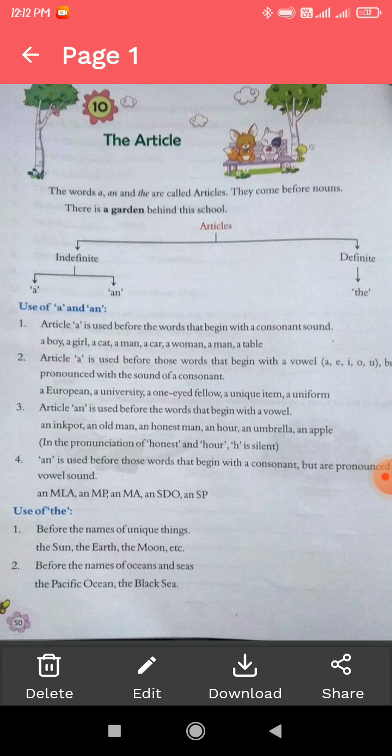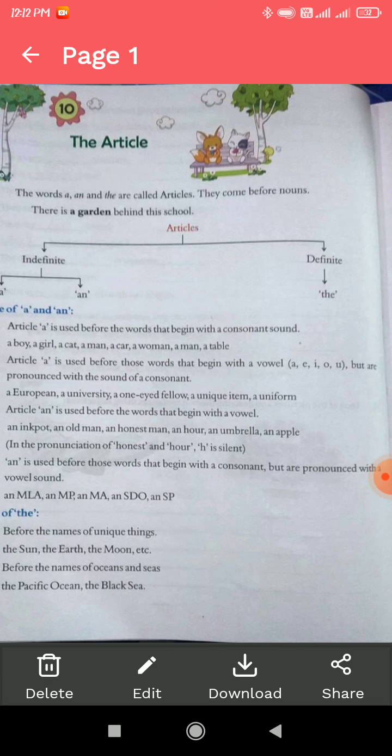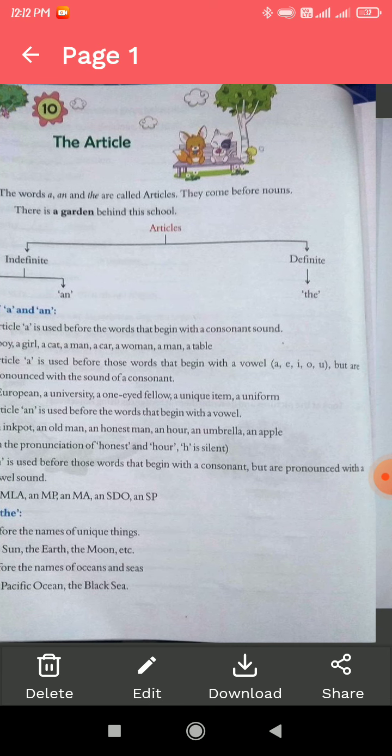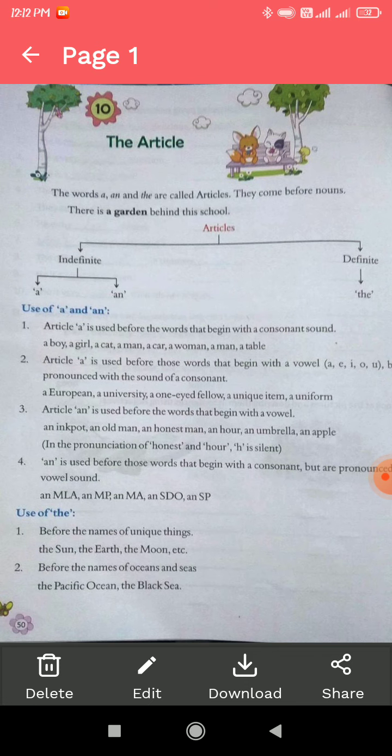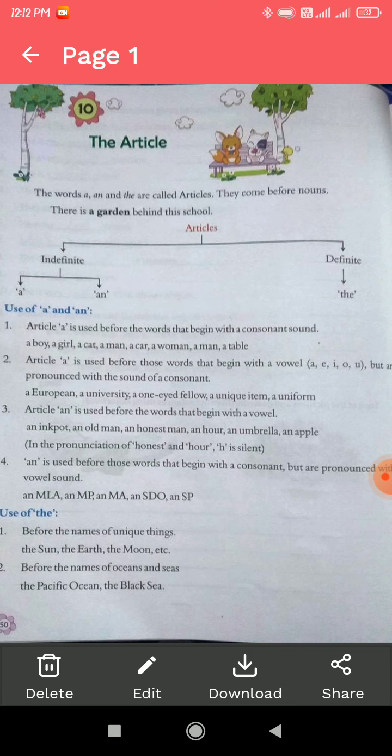Point number 4: an is used before those words that begin with a consonant but are pronounced with a vowel sound, like an MP, an MA, an SDO, an SP. So all these words, the sounds of these words are vowels, so we must add article an.